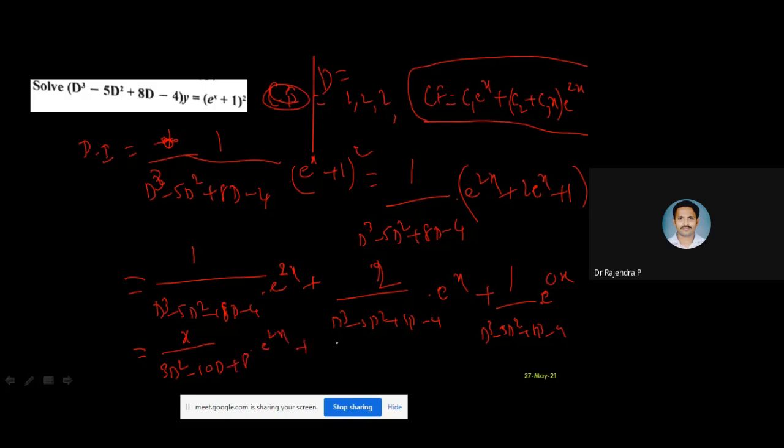What about here? Here also it is e power 1x, and 1 is also a root, isn't it? So that means it is going to be satisfied. You should apply your logic quickly. So e power 1x, 1 is also your root, so supply x to the numerator and differentiate. That will be 3D square minus 10D plus 8 into e power x. What about this? If I substitute 0, all these terms are 0, and I will get minus 1 by 4. This is 4, right?